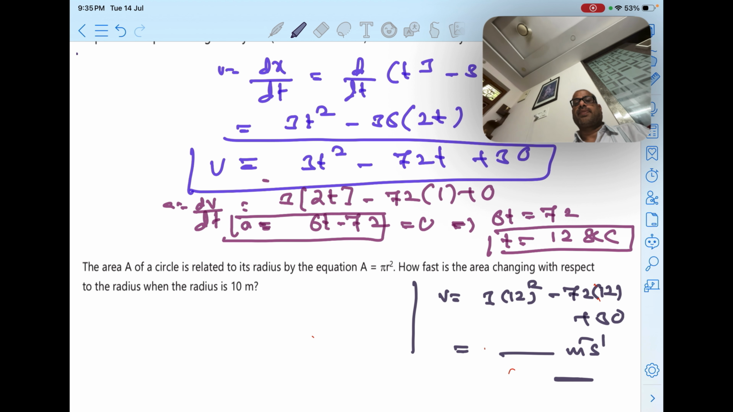At that instant, what is the velocity? Substitute in the function of velocity. Right, hope you will do this.